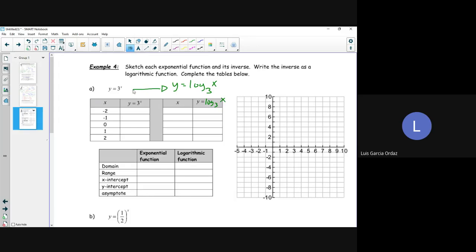So let's start with the exponential function. If we have an x value of -2, what would our y value be? So 1/9, or 0.1. The next one is going to be 0.3. Then 1, 3, and 9.